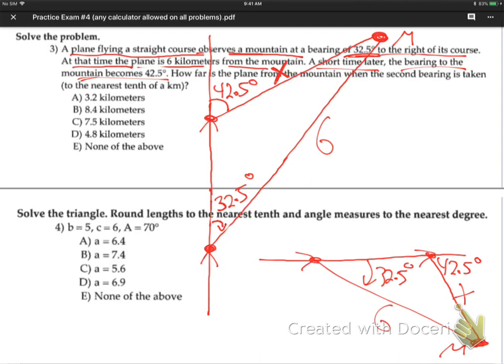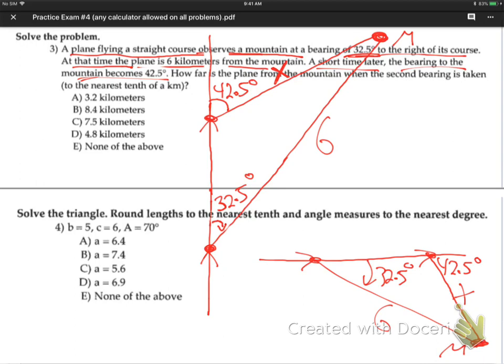Let me let you take it from there. So what are we going to do? What trig thing? It's not a right triangle. We're not going to do any SOHCAHTOA, are we? So it's either law of sines or law of cosines, right? Because it's not a right triangle.